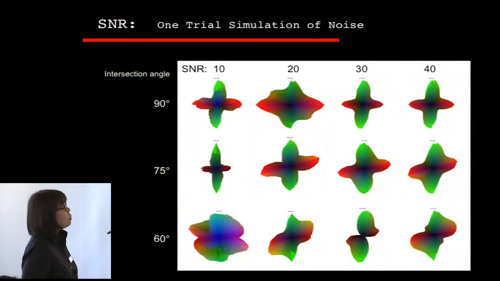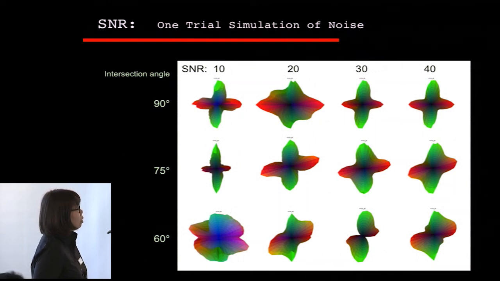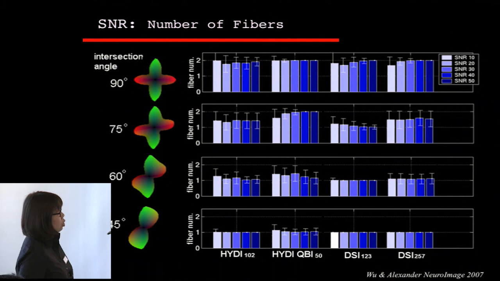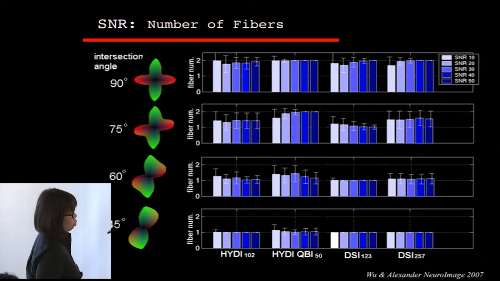This is a one trial simulation of noise at a different intersection angle, and different signal-to-noise level. This is the result of 100 trials. The left side is the noise-free original 2 fibers with different crossing intersection angles, and I compared the different methods. But nevertheless, the original number of fibers is 2.